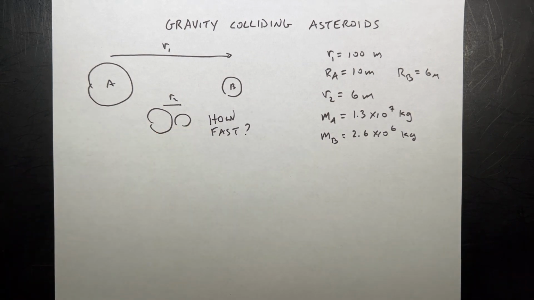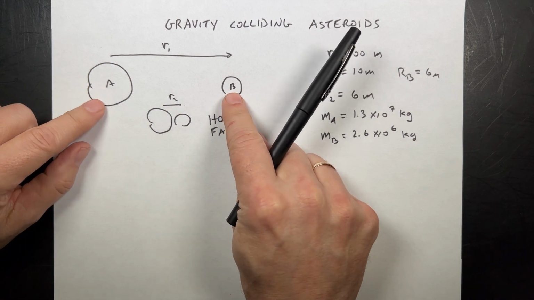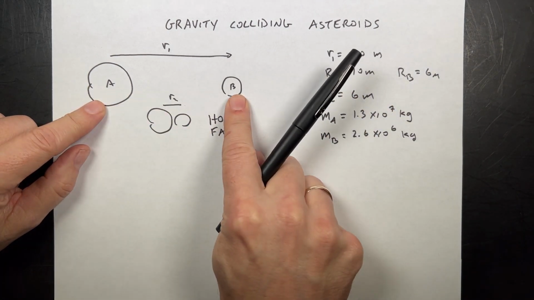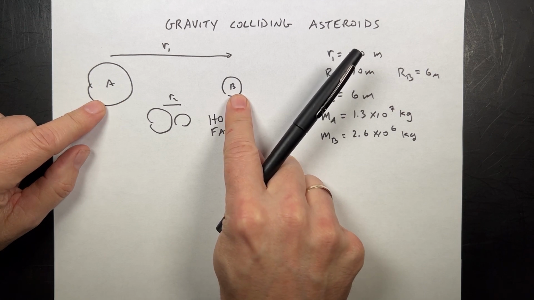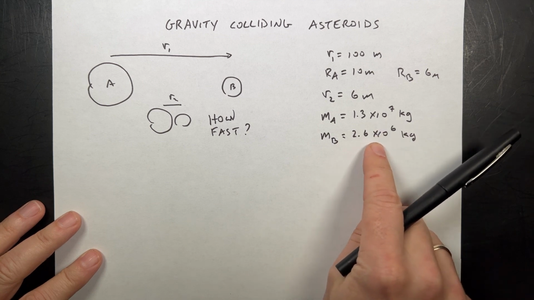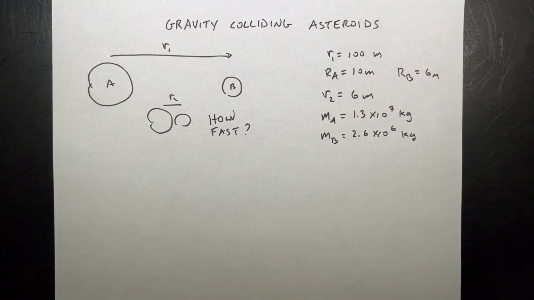Okay, and so then I have, they start, I just pick some values, 100 meters apart. This is a 10 meter radius asteroid. That is a 6 meter one. And then I calculate their masses: 1.37 times 10 to the 7th, 2.6 times 10 to the 6th. The end. How fast are they going?